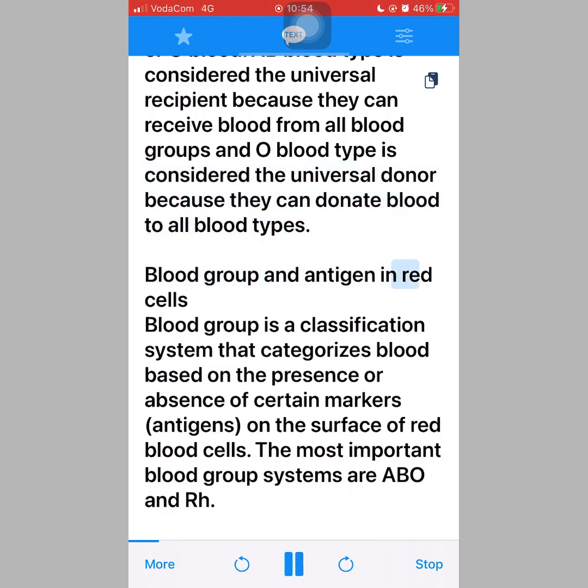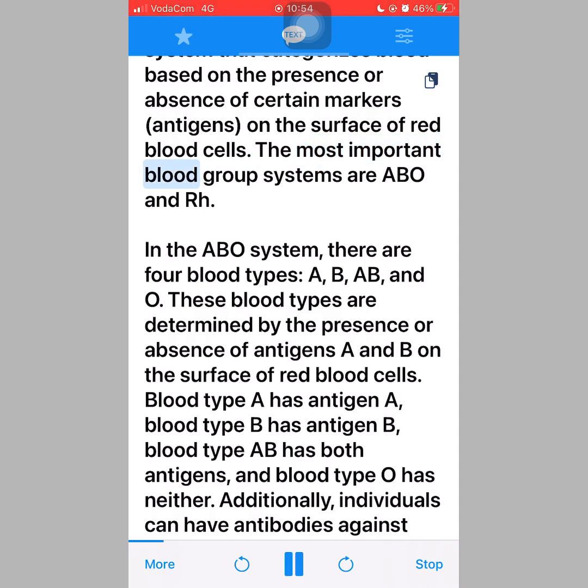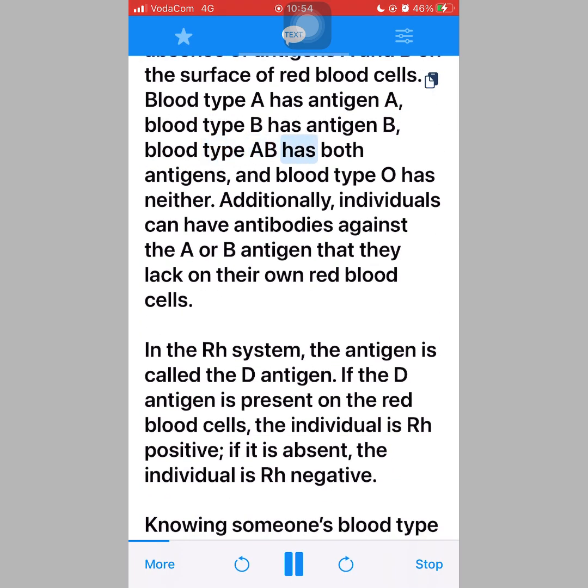Blood group and antigen in red cells. Blood group is a classification system that categorizes blood based on the presence or absence of certain markers, antigens, on the surface of red blood cells. The most important blood group systems are ABO and RH. In the ABO system, there are 4 blood types: A, B, AB, and O. These blood types are determined by the presence or absence of antigens A and B on the surface of red blood cells. Blood type A has antigen A, blood type B has antigen B, blood type AB has both antigens, and blood type O has neither.